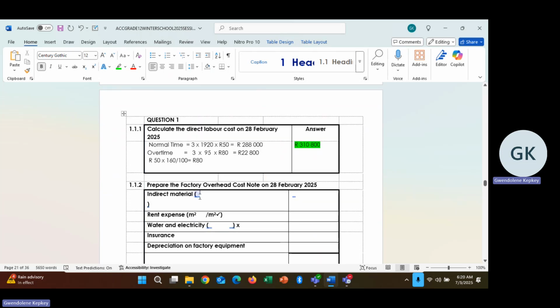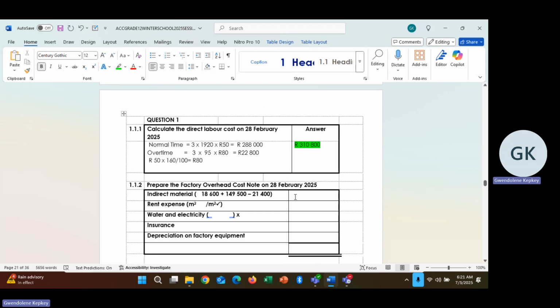So my beginning was 18,600. I hope you're following me. Then I'm going to add the 149,500 that we have purchased. And then I'm going to deduct the amount that I have on hand, 21,400. Close my bracket. If I do so, grade 12s, I come to an amount of 146,700.